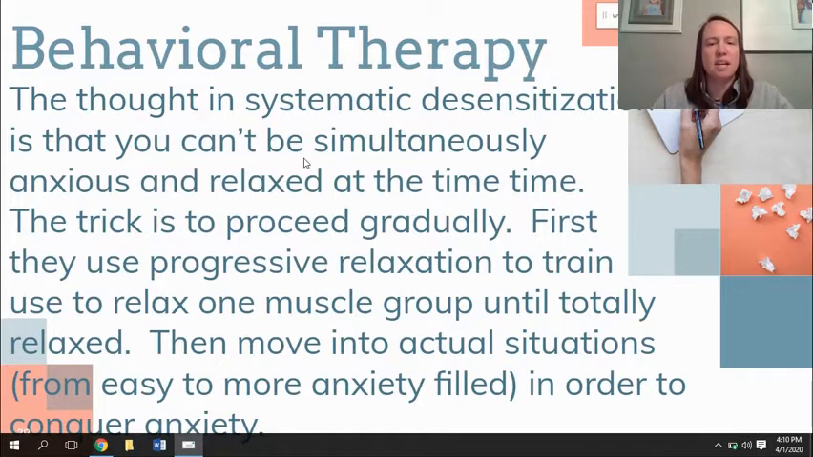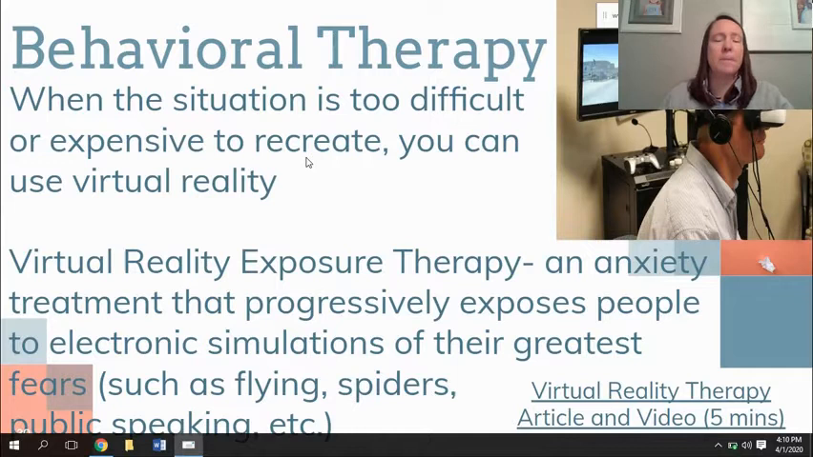First, they use progressive relaxation to train the person to relax one muscle group at a time until they're totally relaxed in their body. So it's not just like me or you laying and relaxed. It's a real technique. And then they move into actual situations from easy to more anxiety filled in order to conquer their anxiety. But sometimes these situations are too hard or expensive to imitate in real life. Like a person with PTSD, maybe they can't go back to the battlefield where they got PTSD from, but you want to work them through it. So you use virtual reality, and that's what is in this right here. So virtual reality exposure therapy.